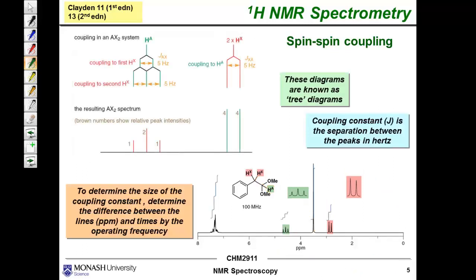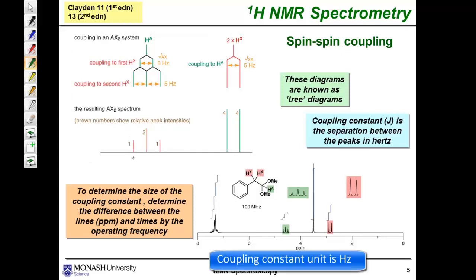So what we do is we look at our multiplet and we work out how the coupling has come about. If we look at HX, HX couples to HA, and it's a doublet. And we know that by the n+1 rule. But if we're thinking about how it is split by the frequency at which it couples, the distance between these lines in the NMR spectrum in terms of the frequency is 5 Hertz.